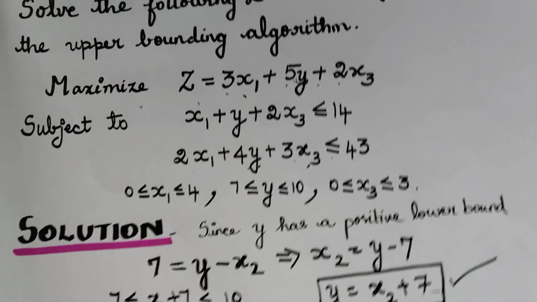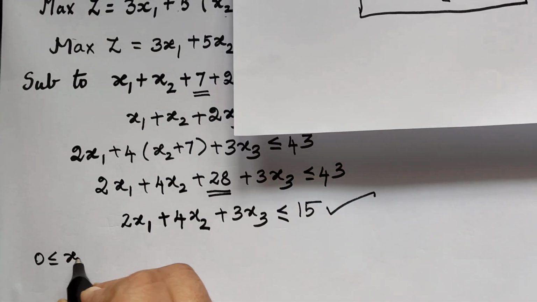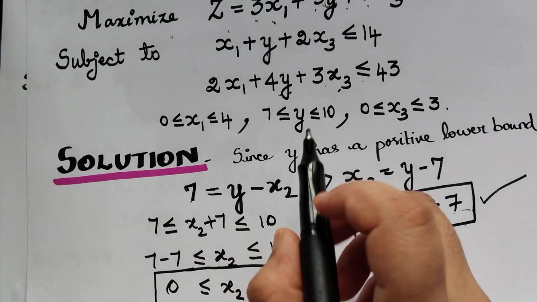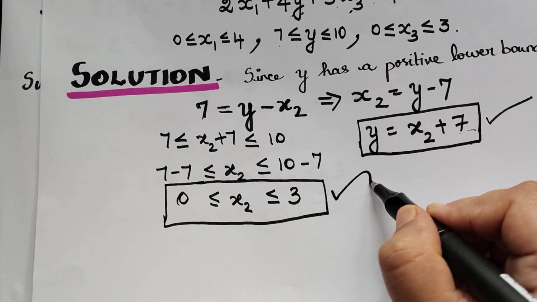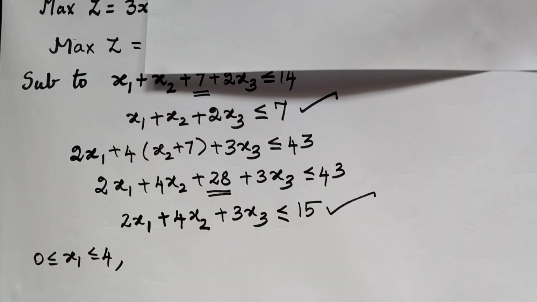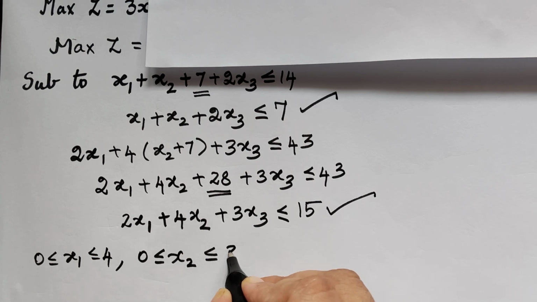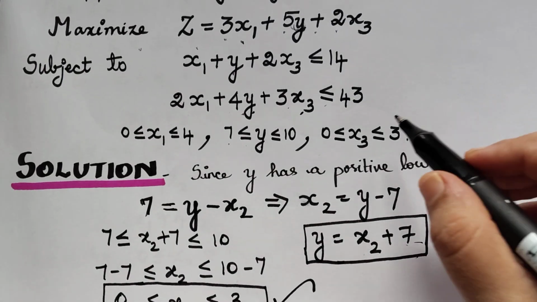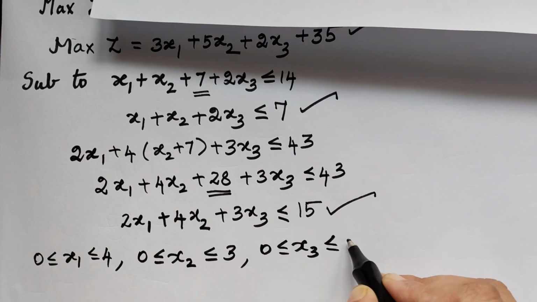And then we have the inequality. So we can just write these inequalities, that is 0 lesser than or equal to x1 lesser than or equal to 4. And then instead of the inequality 7 lesser than or equal to y lesser than or equal to 10, we have to replace it by the new reformulated, that is 0 lesser than or equal to x2 lesser than or equal to 3. So that we have to write. And then we have the next inequality, which is this. So that one we have to write. So 0 lesser than or equal to x3 lesser than or equal to 3.